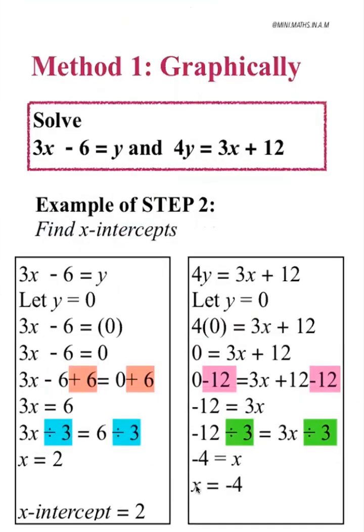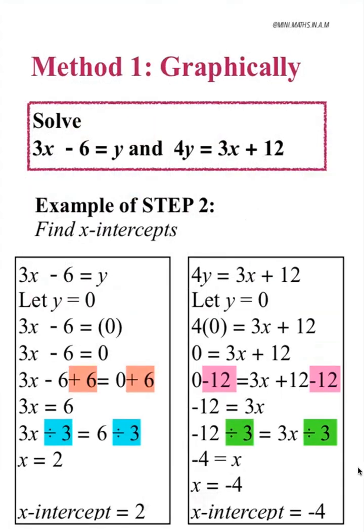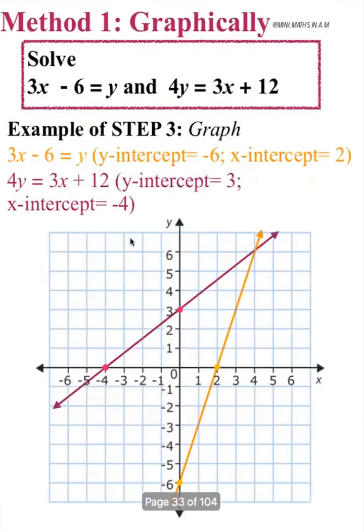And then I just like writing this with x on the left, just because I like to have my letters on the left. So we have x equals negative 4. So our x-intercept is negative 4. Now we have this information ready to graph. So this is just the information we found before. So for 3x minus 6 equals 5, we've got our y-intercept of negative 6, x-intercept of 2.